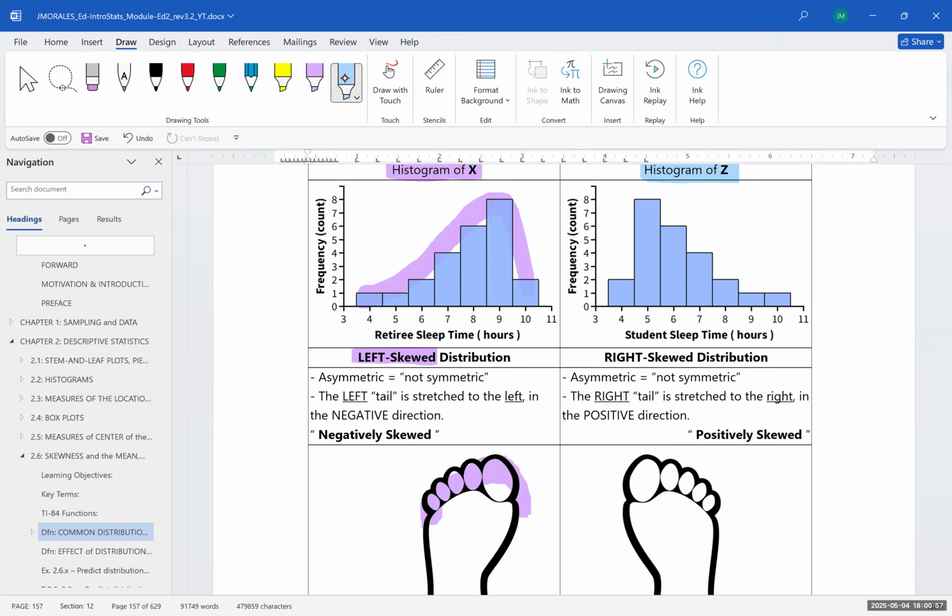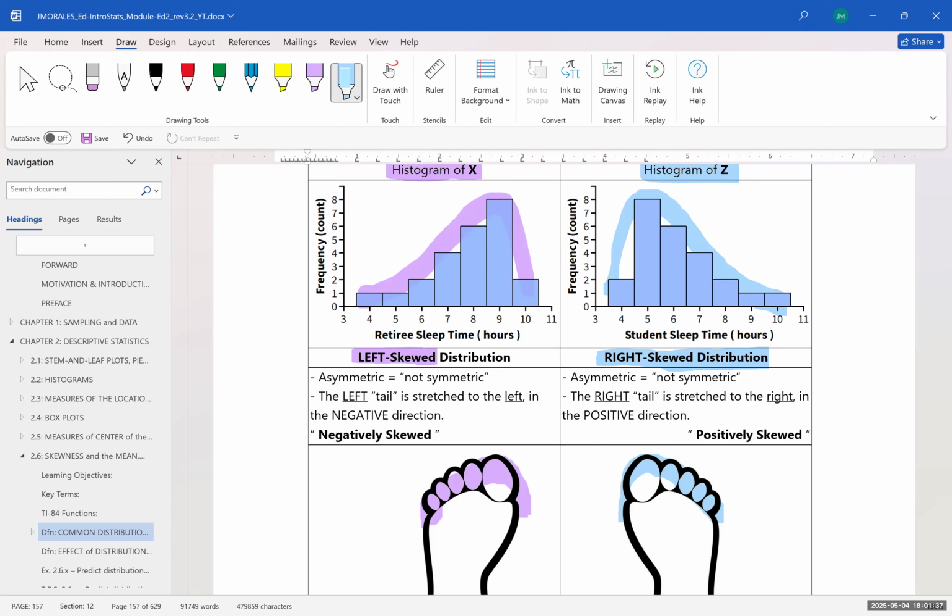Now, the other histogram, the histogram of student sleep time, is right skewed because again, it's following the shape of a human right foot. You come up and over the big toe, then you come down over the other toes, and then finally end with the baby toe on the side. And so this is an example of a distribution that is right skewed.